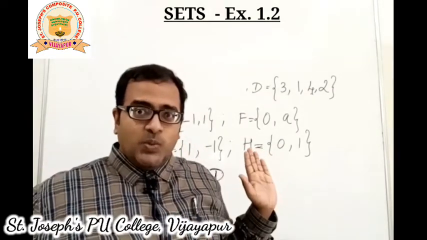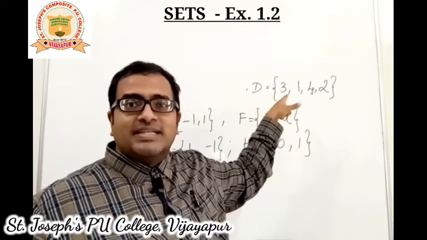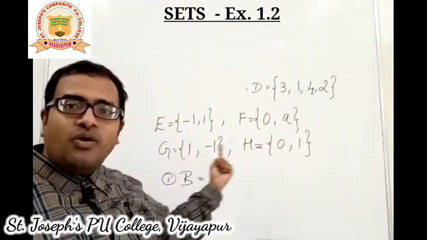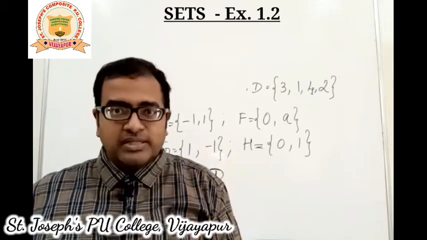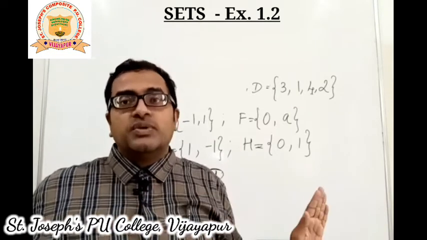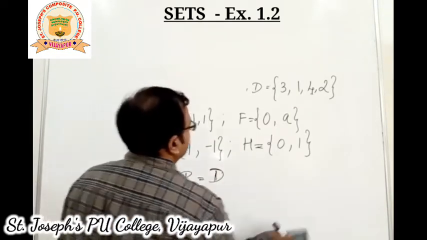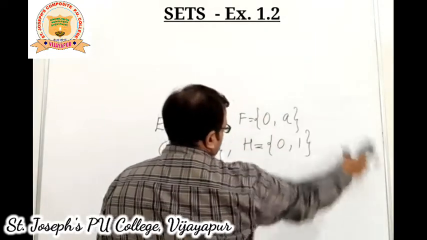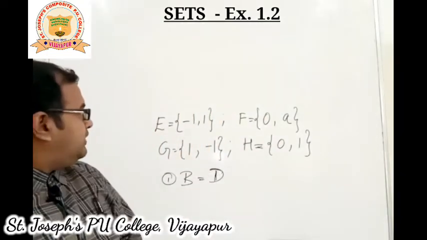And then comes D. It's quite easy now because it is the only set with 4 elements. All the remaining are sets with just 2 elements. So D is not equal to any other set. There goes D. Adios, amigo. Okay. E.